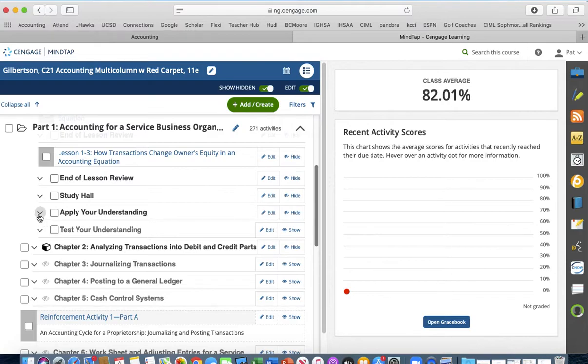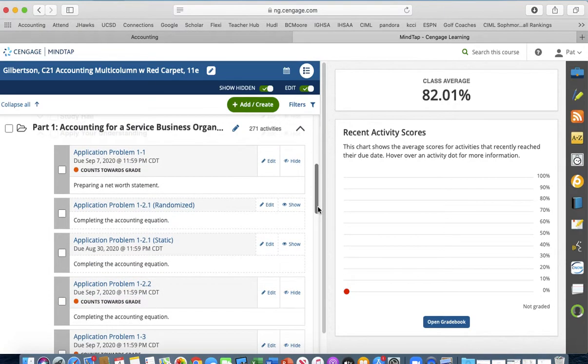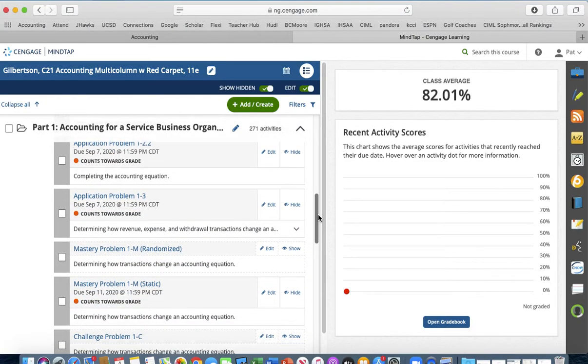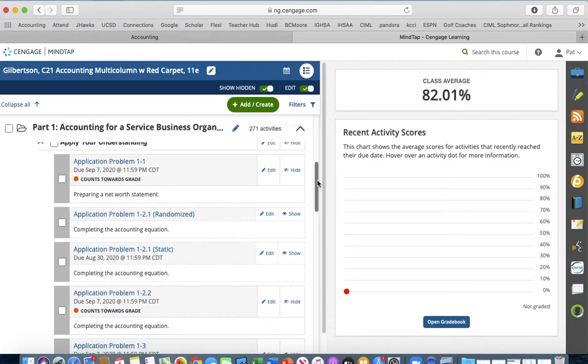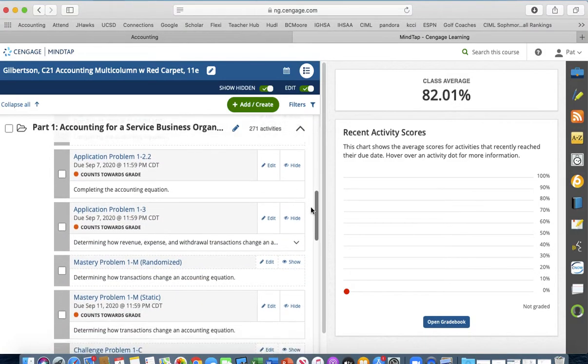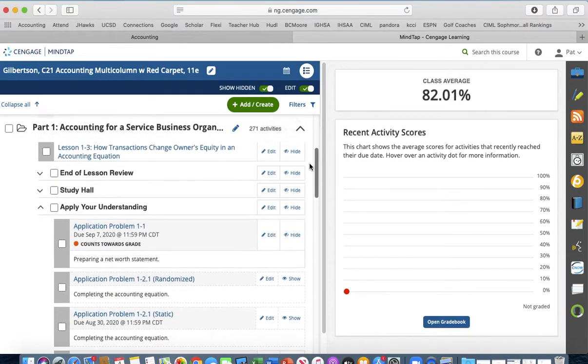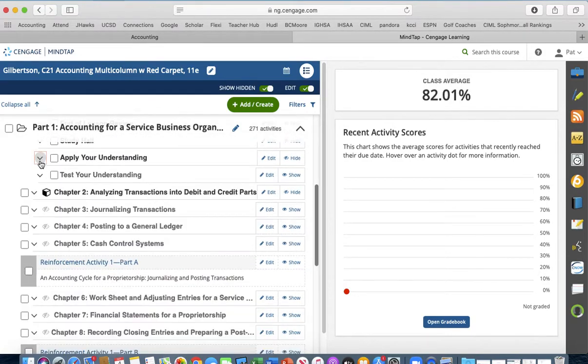Okay, then we have application problems. There's different application problems here that are shown and hidden because they give you 1,000 of them. We're only doing application problems 1.1, 1.2, and 1.3 because we're cramped for time and we need to be able to go a little bit faster. Those are the problems. That would be what I would do next.